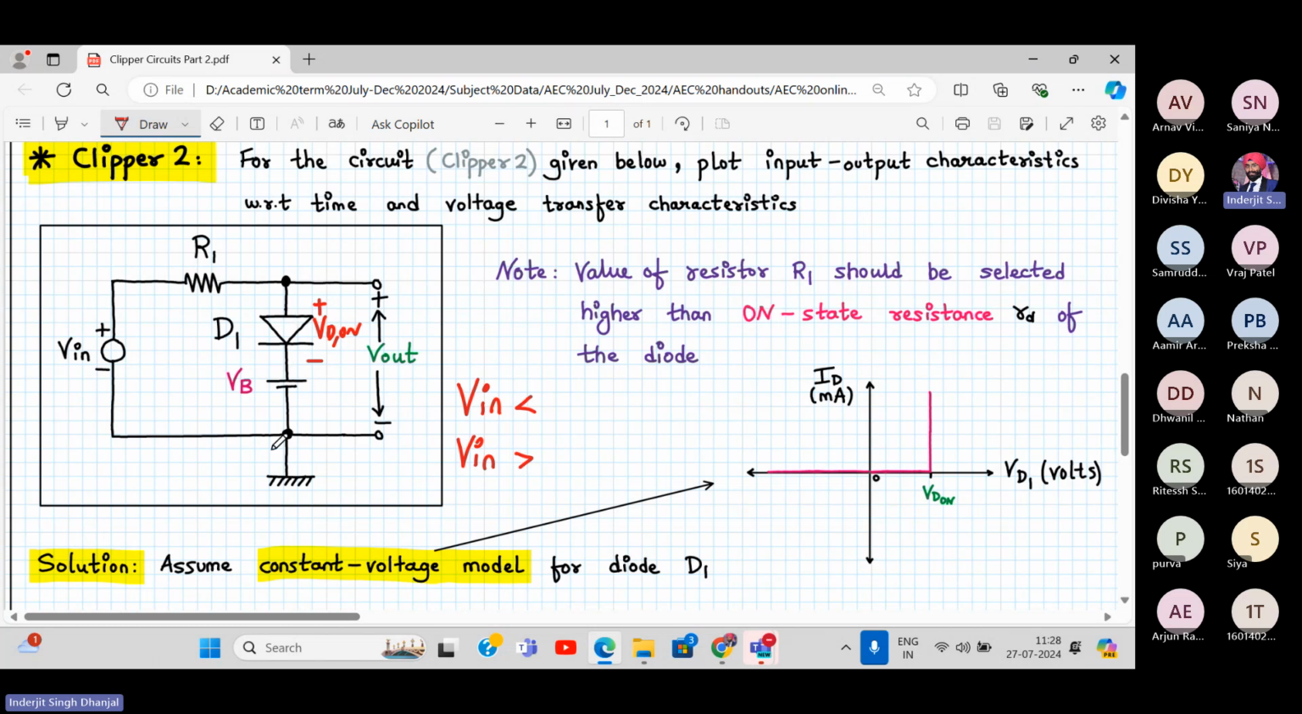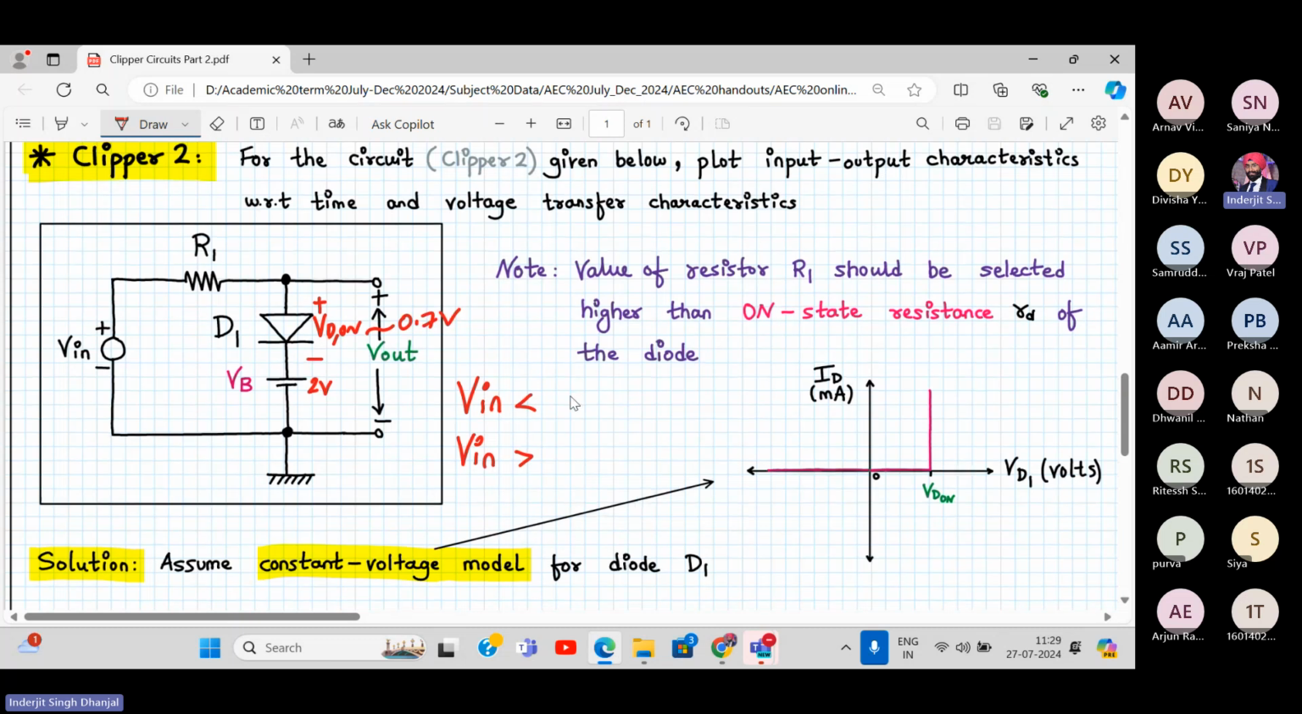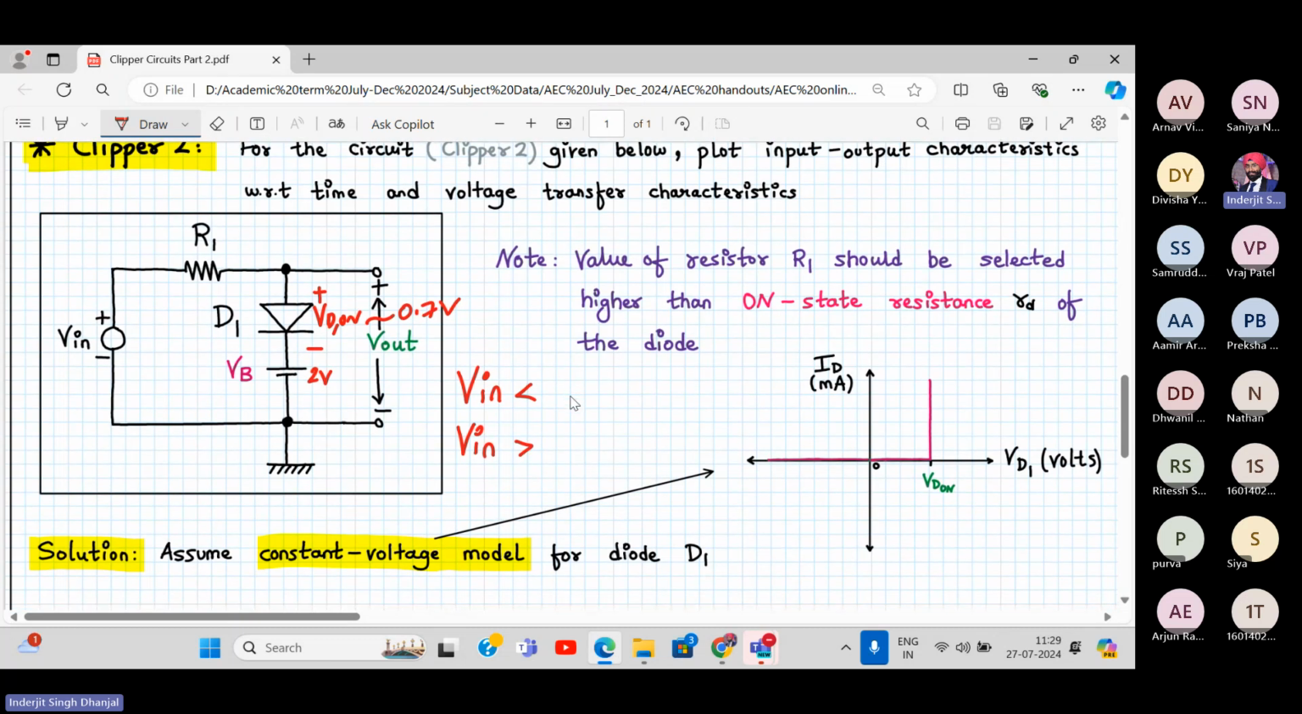So tell me this quickly. Let's say this is 2 volt and this is around 0.7 volt. Is it helping the diode to turn on? Come on, tell me quickly. We have to cover a lot of clipper circuits. Hello. What should be the clipping level? That's what I'm asking. Whether it's VD on plus VB or VD on minus VB.